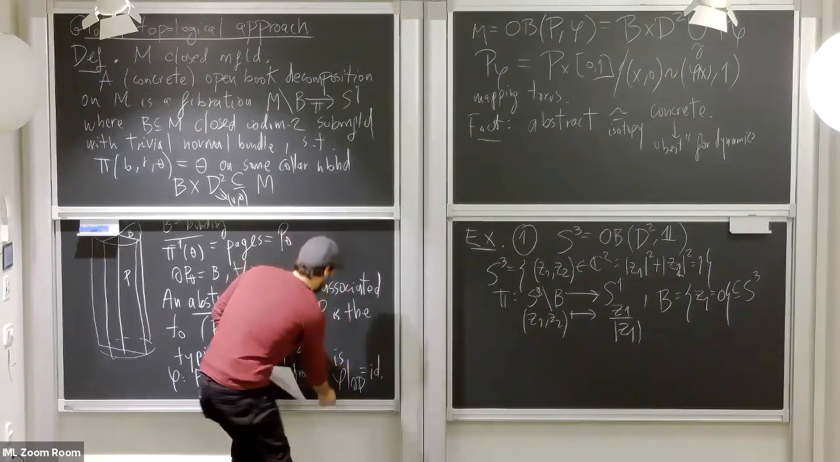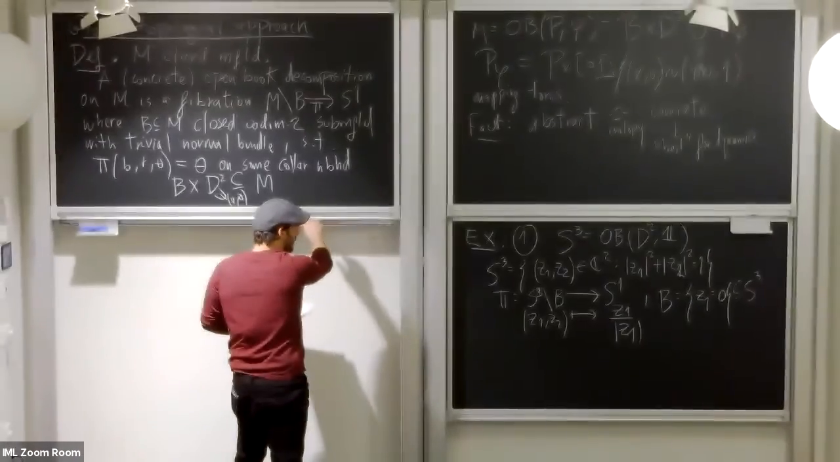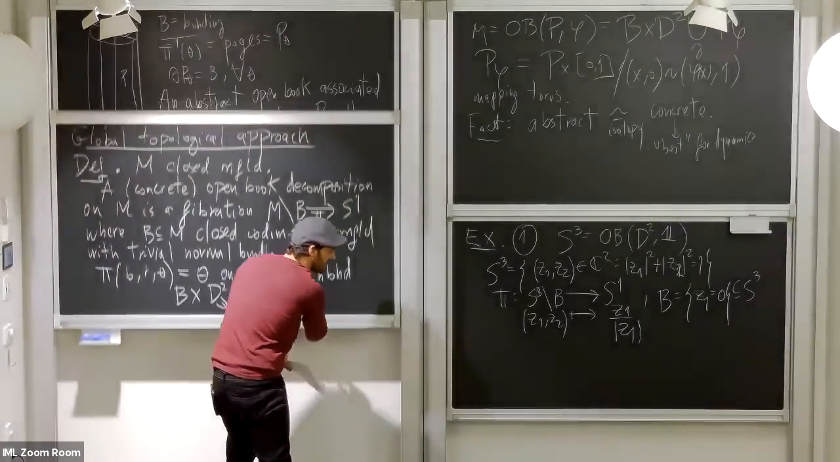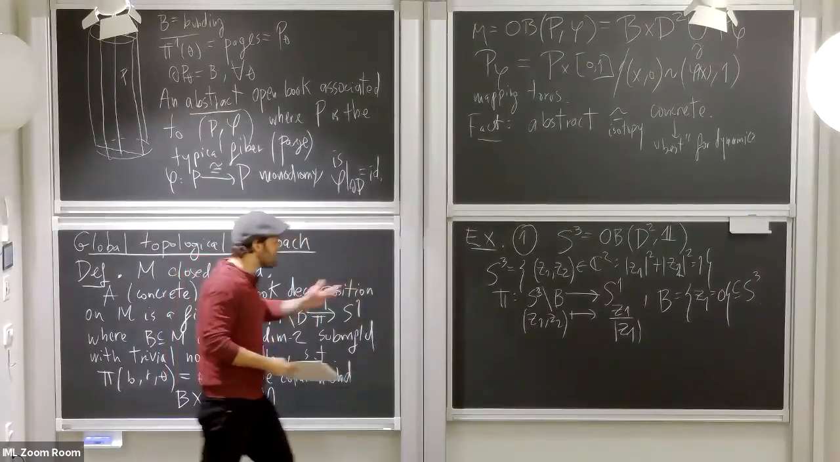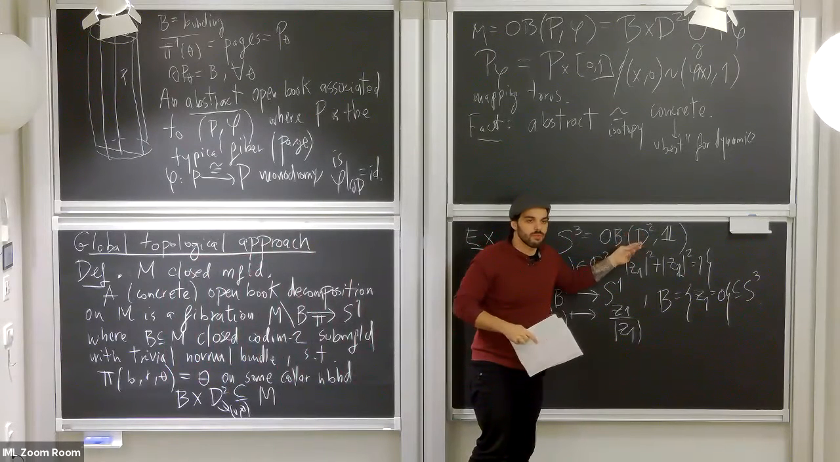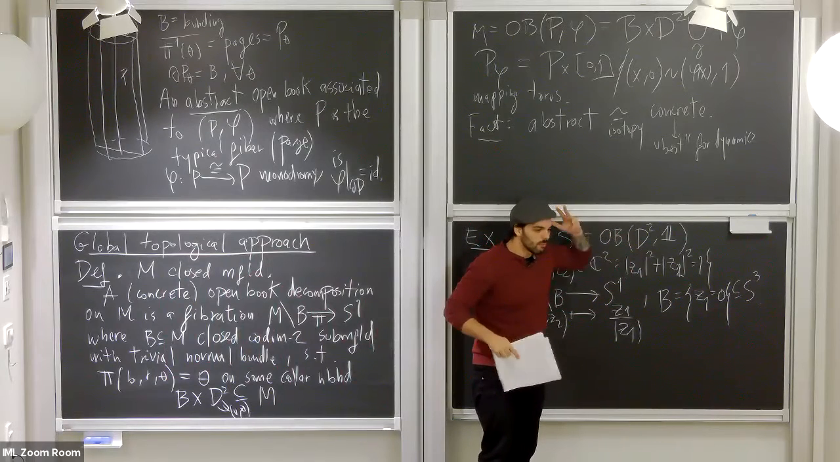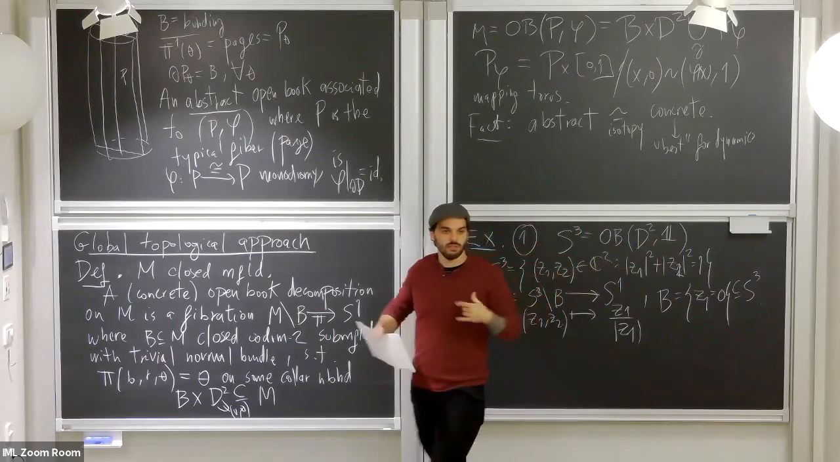It's not hard to see that when you define this fibration like this, the monodromy is trivial. In fact, the fibers are the two-disks, and a monodromy, a diffeomorphism of the two-disk, up to isotopy has to be the identity. So in other words, the only open book that you could have whose page is a two-disk is precisely S3.